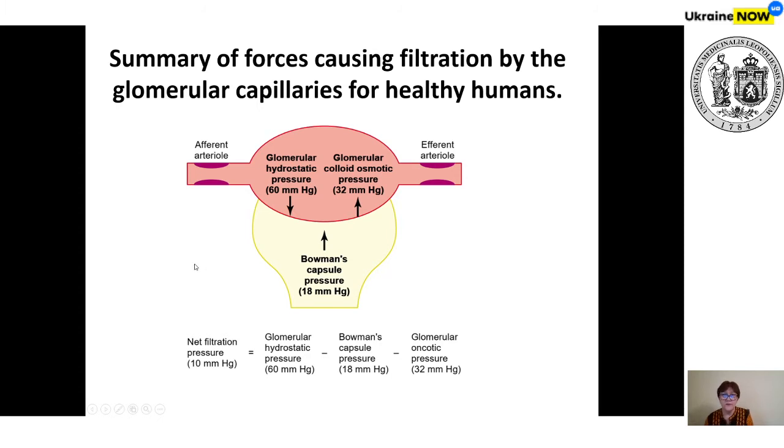Now, a summary of forces causing filtration by the glomerular capillaries in healthy humans. Glomerular hydrostatic pressure is about 60 millimeters of mercury. It allows filtration, but two forces act in the opposite direction: glomerular colloid osmotic pressure, about 32 millimeters of mercury, and Bowman's capsular pressure, about 18 millimeters of mercury. So the resulting net filtration pressure is about 10 millimeters of mercury.